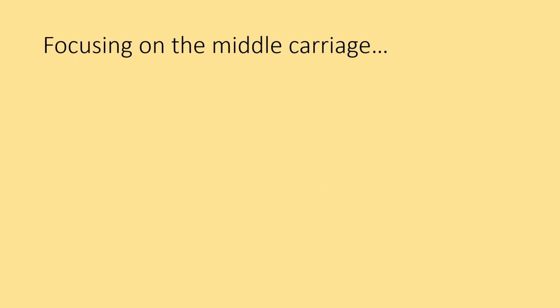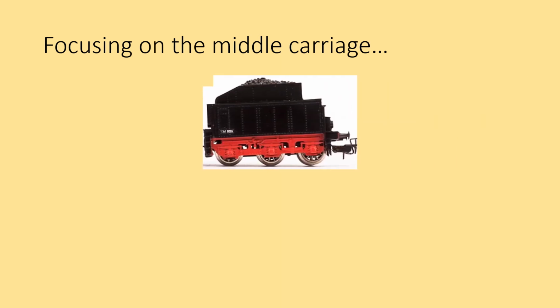Okay, so let's for the moment focus on just the carriage in the middle. So here it is, this carriage in the middle of the train. Let's have a look at the forces involved on this carriage. The first one is T1. This is the force of the engine pulling the carriage along. And then T2, which is the force of the third carriage on this carriage. You still have a frictional force. So now you can see that T2 and the frictional force are acting in the opposite direction to T1.